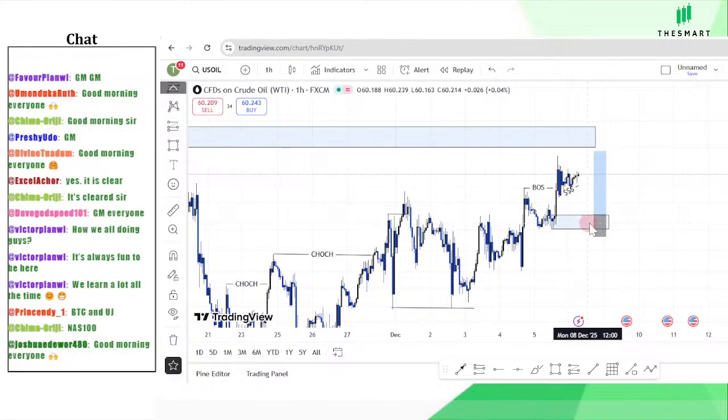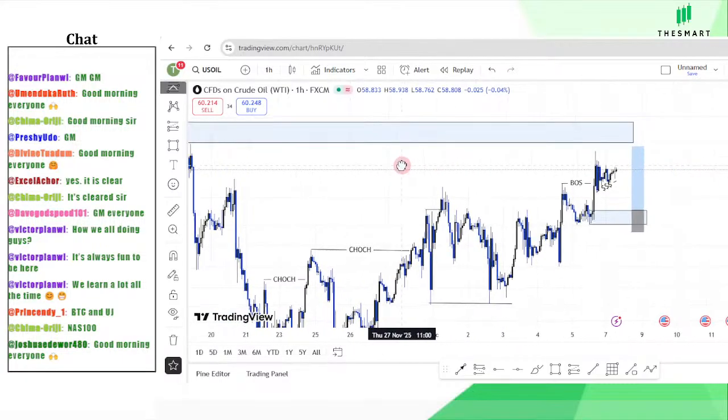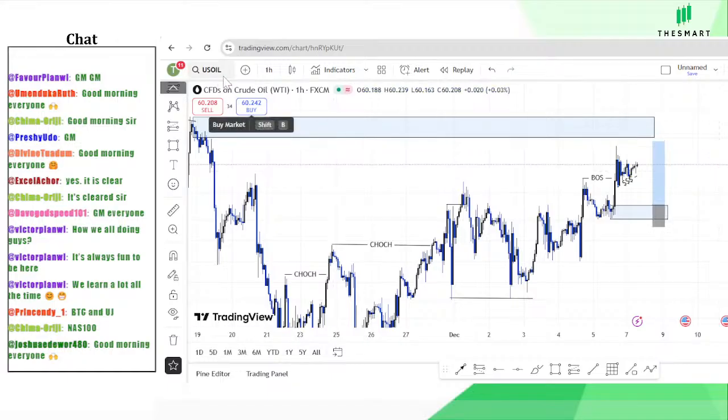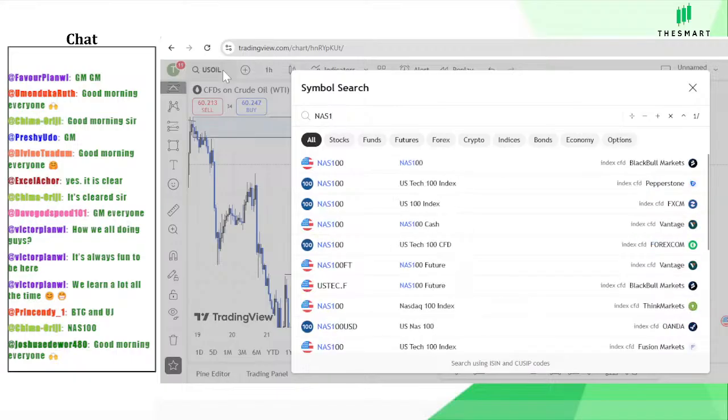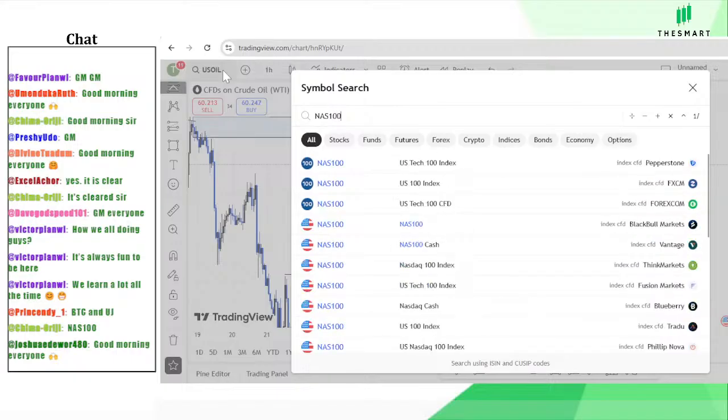So let's get to see this. This is the only trade we have now. I will do where to send this on the Telegram channel. So let's look at NAS 100 or look at the JPY pairs.